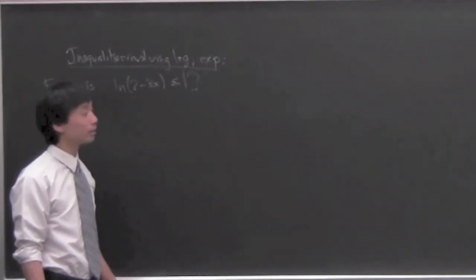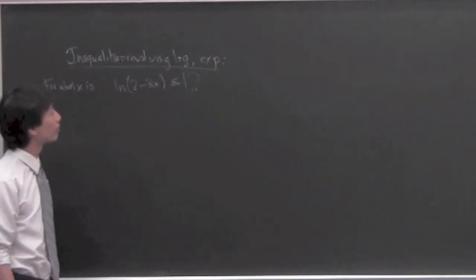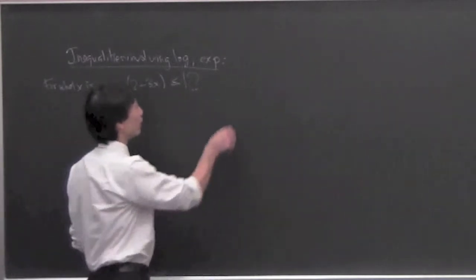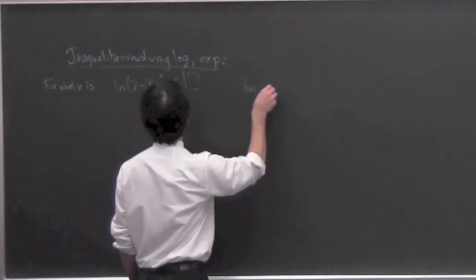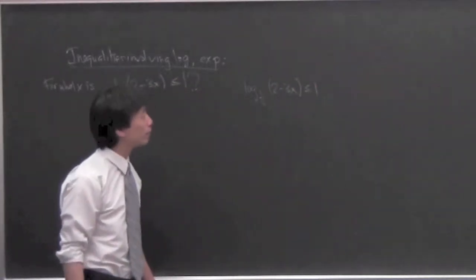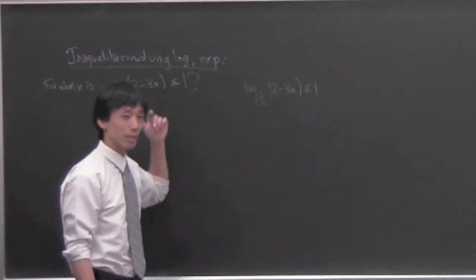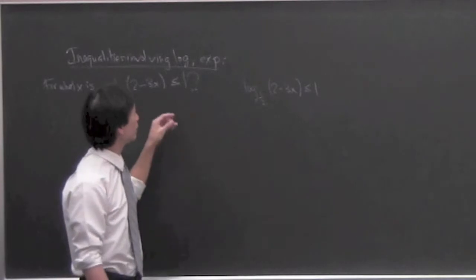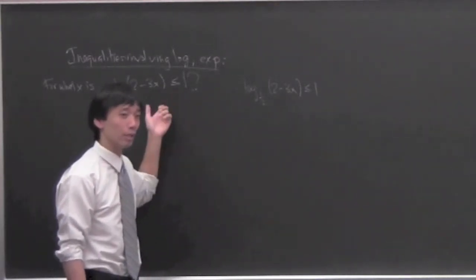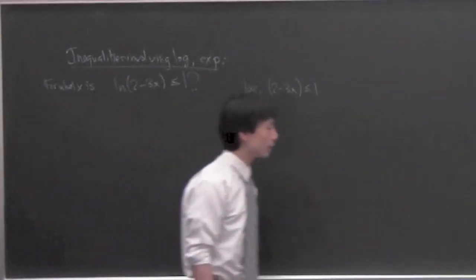Yeah, Caroline, go ahead. So e to the 1 is less than or equal to 2 minus 3x. Okay, so be a little bit careful. I think what you're trying to do is translate from a logarithmic statement to an exponential statement. Although you can do that if there's an equality, with an inequality you have to be a little bit careful.